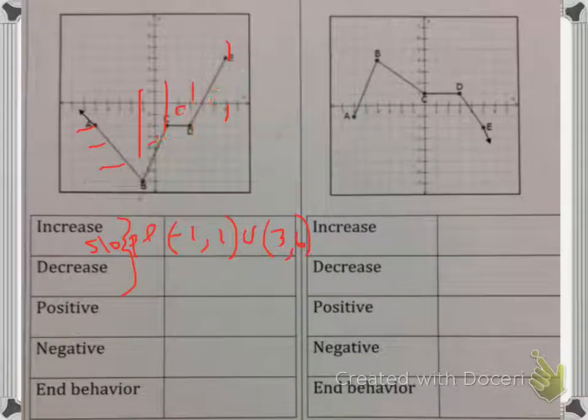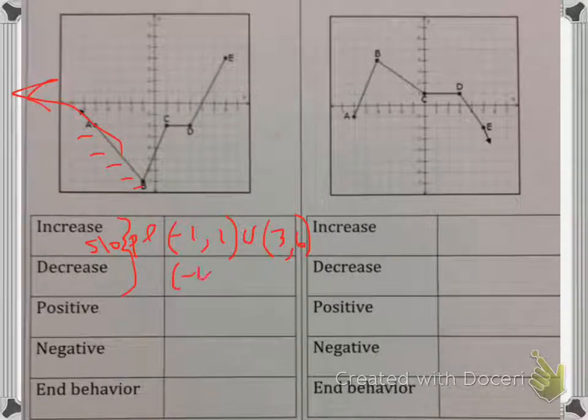Okay, our interval of decrease is when our slope is negative. So when is my slope negative? Well, my slope is negative over here. So my interval of decrease would be how far left to how far right I'm negative. So how far left is this going to go? Well, it's going to go towards negative infinity. And how far right does my decrease go? It goes to -1.